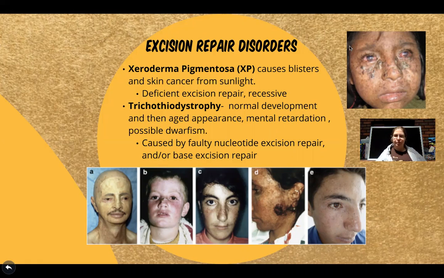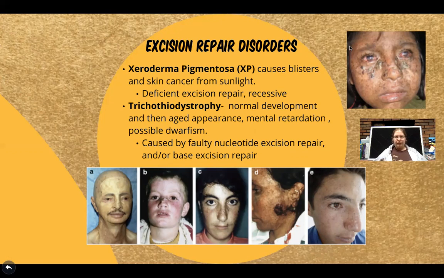And what if you can't repair them ever? That's essentially what xeroderma pigmentosa is. You end up with these blisters because you're constantly getting these dimers and you can't fix them. And then the constant buildup of these mutations caused by the UV rays then leads to skin cancer. We have trichothiodystrophy.